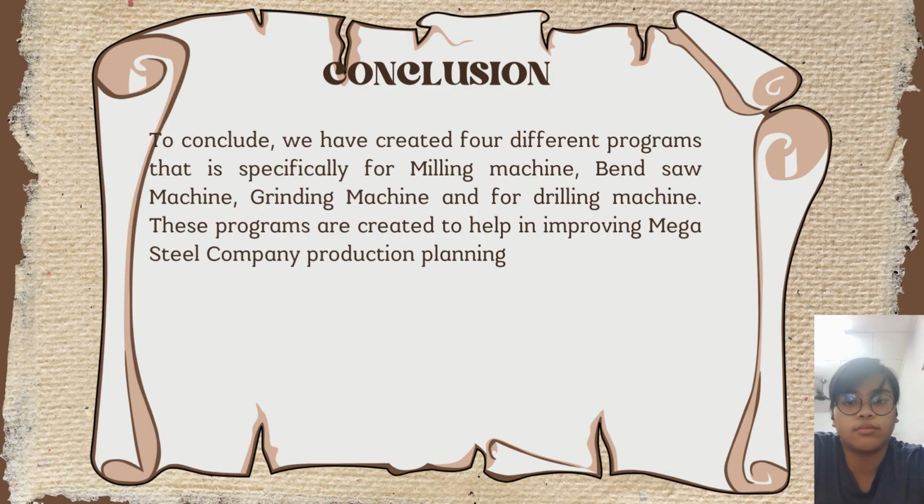To conclude, 4 different programs have been created specifically for the milling machine, band machine, grinding machine and drilling machine. All of this is to help Mega Steel Company's production planning.